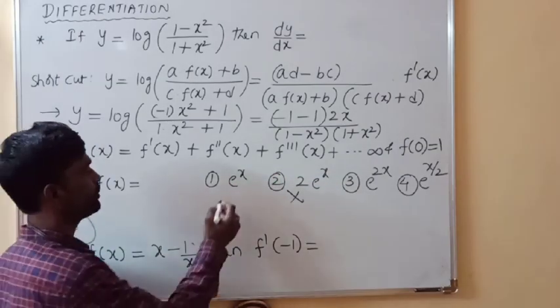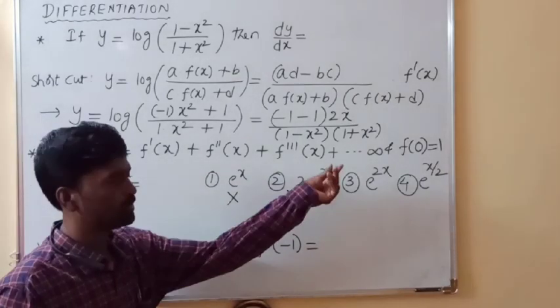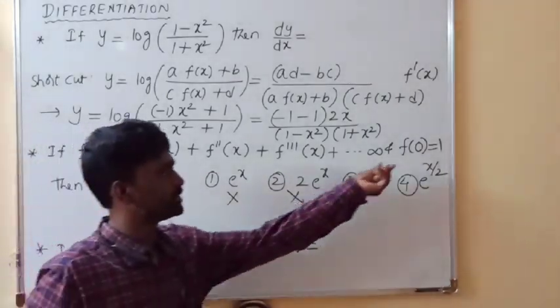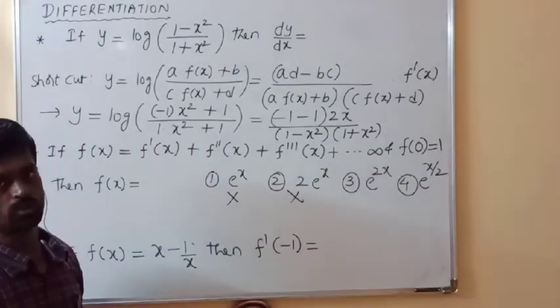No. That means the option f of x equals e power x is wrong. Already this option is wrong by putting f of 0 equals 1. F of 0 is equal to 1, and this condition is not satisfied by 2 into e power x. So no need to check this option.